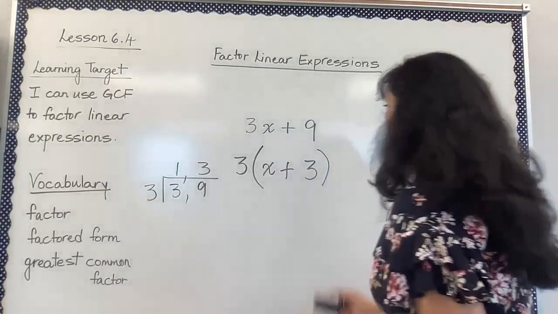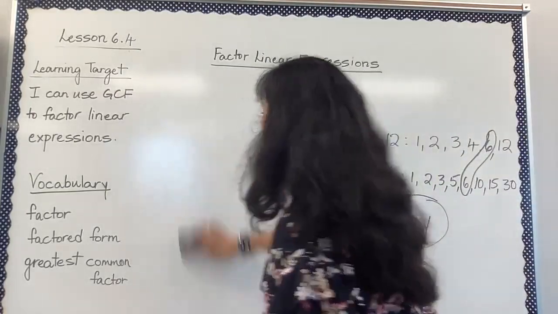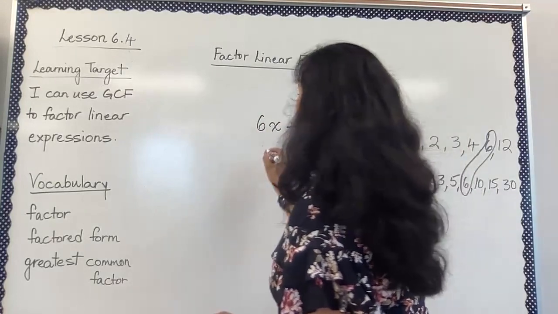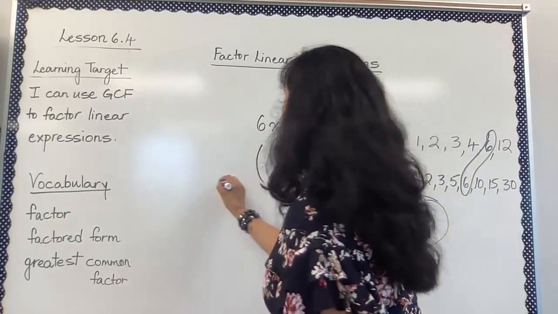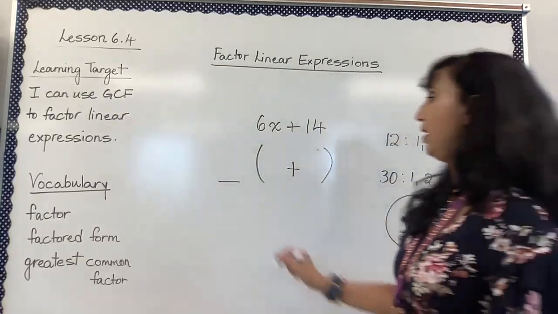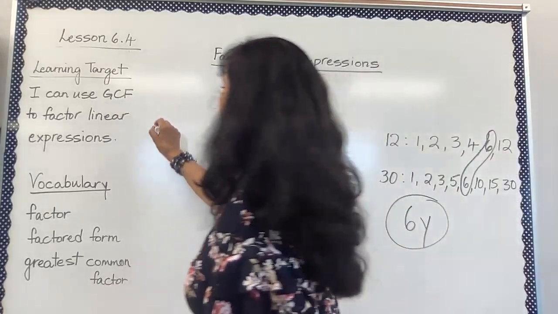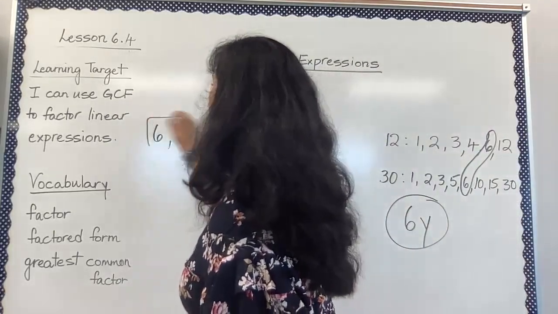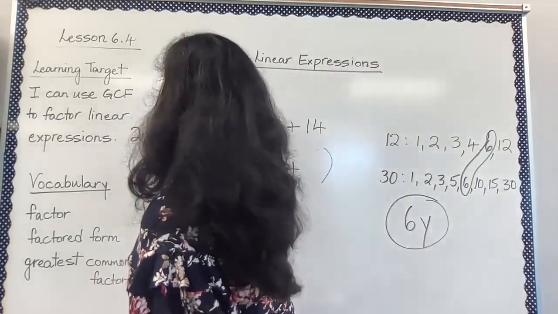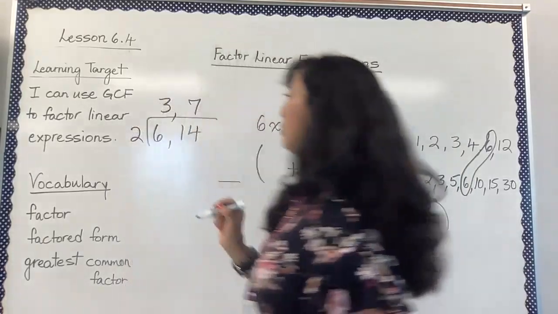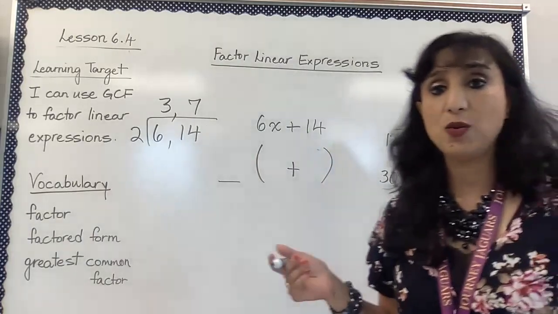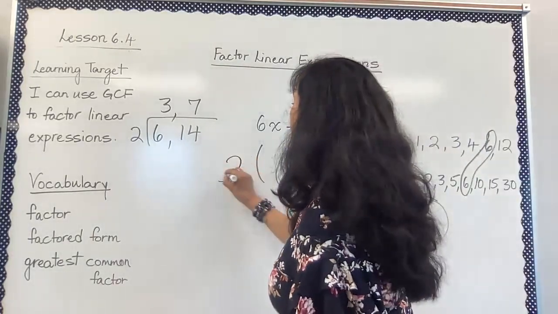Let's try 6x plus 14. If I'm again factoring it out, I'm going to write the GCF over here, and then I'm going to put the plus because that's the sign over here. Let's see what this number is going to be. If I take 6 and 14, I know they are both even numbers, so they are both divisible by 2. I get 3 times 2 and 7 times 2, 14. Nothing else is common between 3 and 7 besides 1. So I am going to write 2 over here.